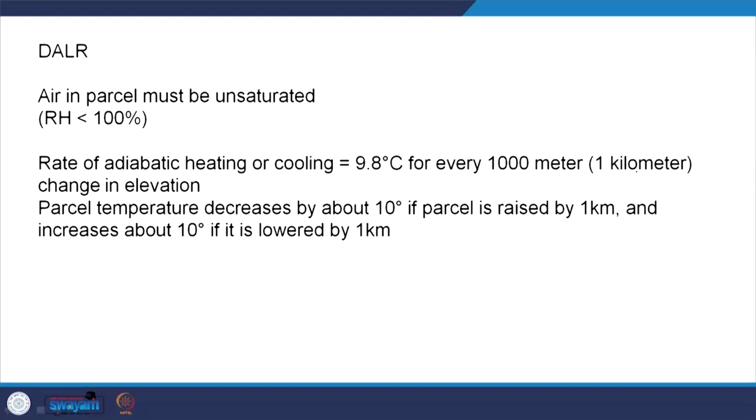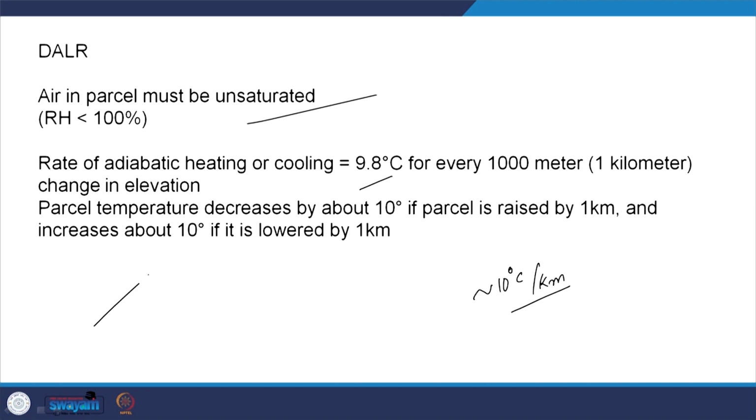So, for the dry adiabatic lapse rate, the air in an air parcel must be unsaturated, that means its relative humidity should be much less than 100%. The rate of adiabatic heating or cooling, when it is rising or sinking, is nearly 9.8 degrees Celsius for every 1000 meters. So, we always take it to be 10 degrees Celsius per kilometer, of course, but it should be 9.8 degrees per kilometer. And the parcel temperature decreases by about 10 degrees Celsius if the parcel is raised by 1 kilometer, and increases by the same magnitude when it is lowered by 1 kilometer, right.